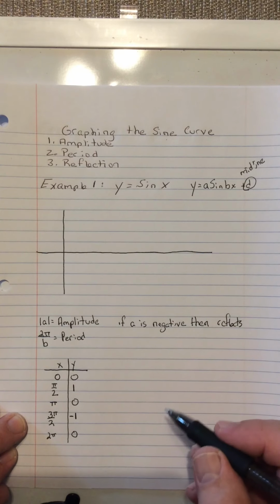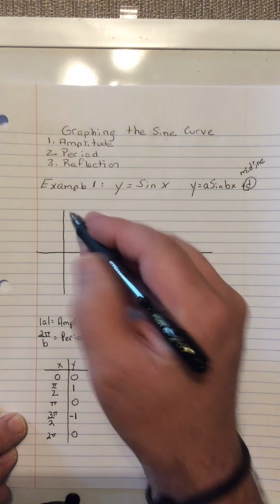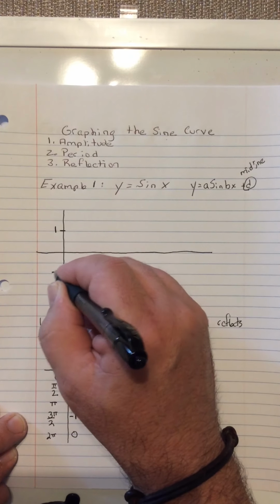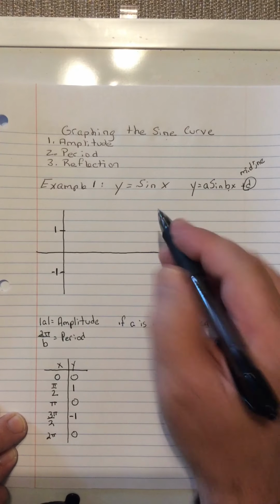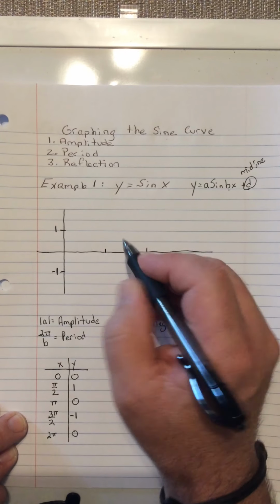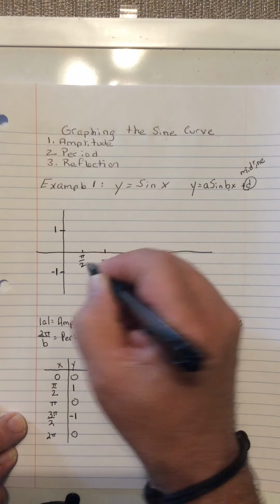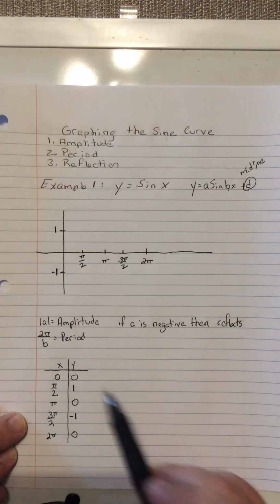Well, let's go back and find my amplitude. Since a is 1, my amplitude is 1. So 1, negative 1. B is 1, so my period is 2 pi. Always divide your periods into fourths. And now let's plot out our points.